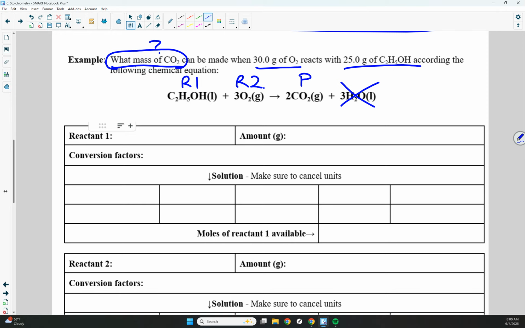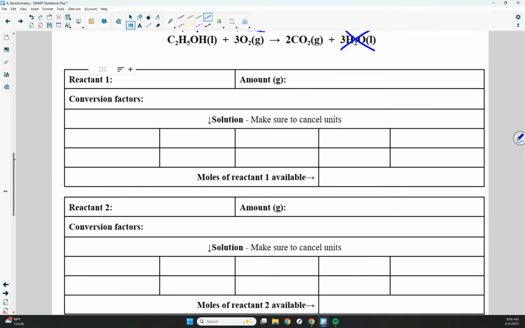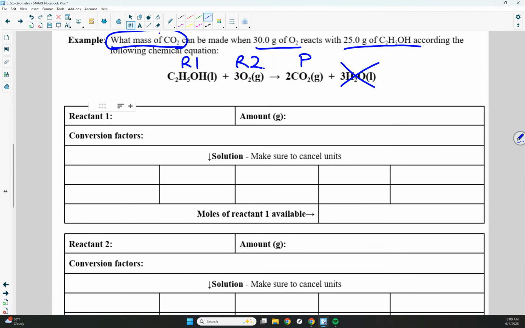So we've got fairly complex tables here, so you're going to want to get comfortable with using those to help you stay organized. So reactant 1, as we said up here, is going to be C2H5OH, which is ethanol. And we've got 25 grams of that. I got that information from the question itself.